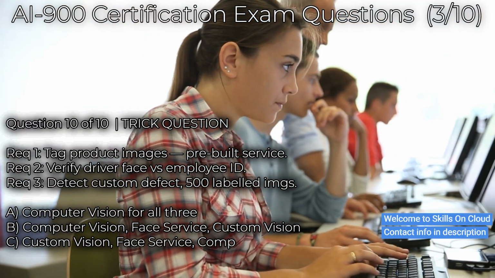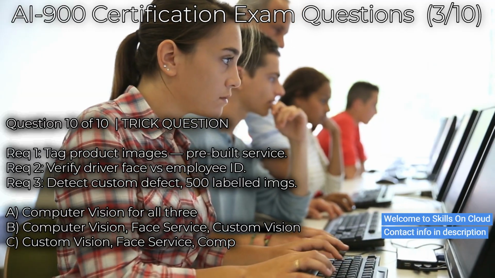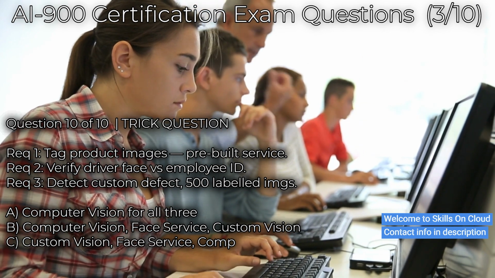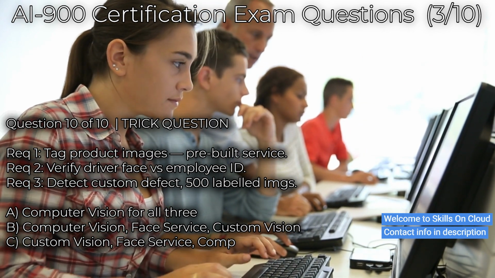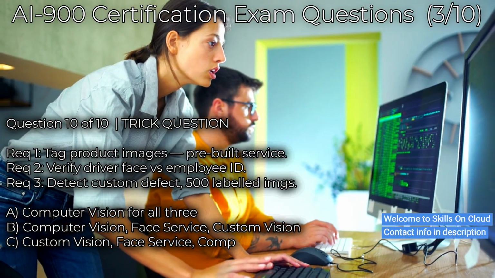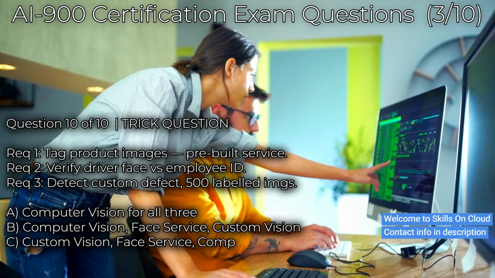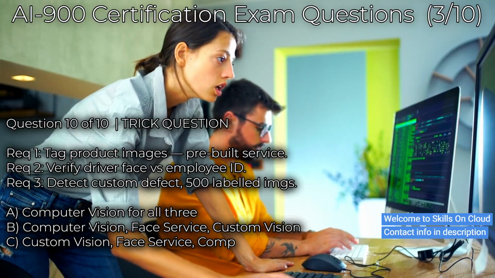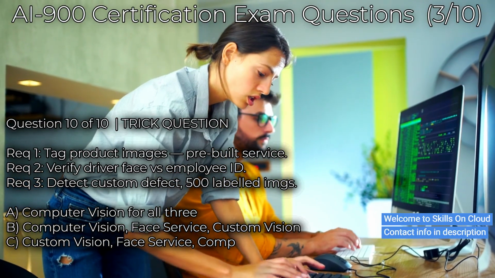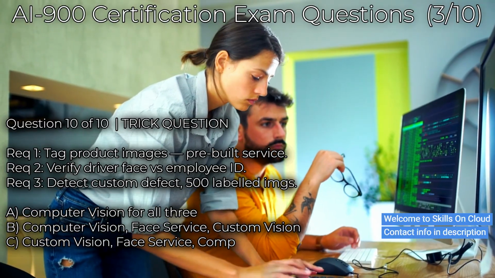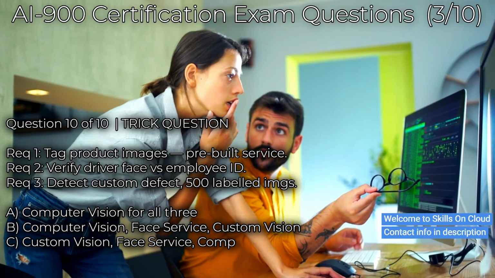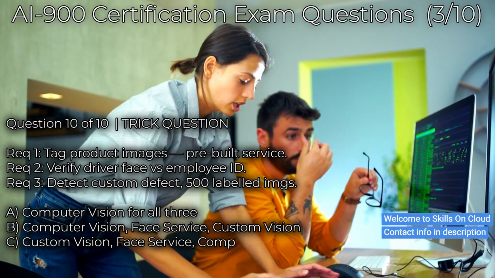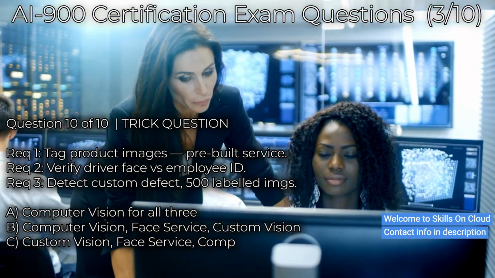Question 10 of 10, and as always this is the trickiest question in the set, so read every word carefully. A retail company has 3 requirements. First, they want to automatically tag uploaded product images with relevant keywords such as red, leather, and handbag using a pre-built service. Second, they want to verify that delivery drivers match the photo on their employee ID before accessing the warehouse. Third, they want to detect a specific custom product defect that no pre-built service can recognize using only 500 training images they have already labeled. Which combination of Azure services correctly addresses all 3 requirements?